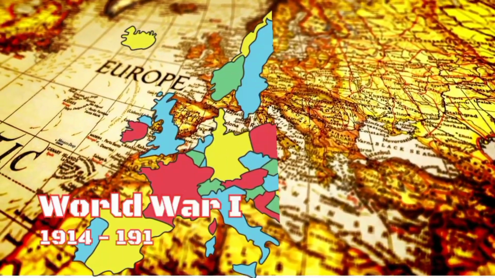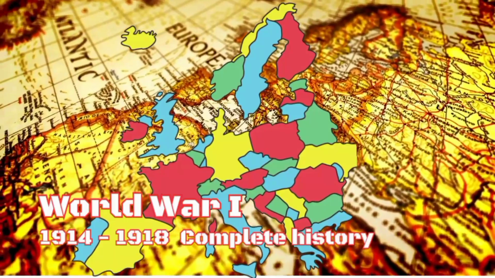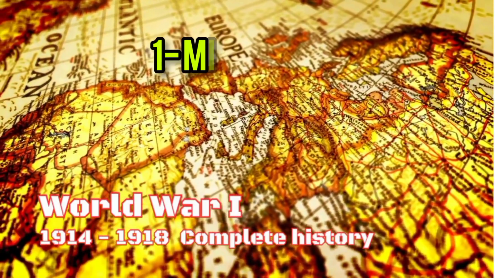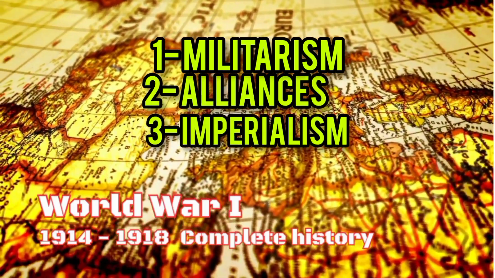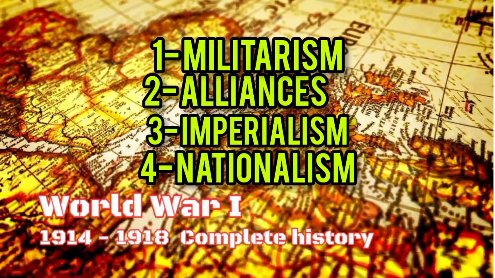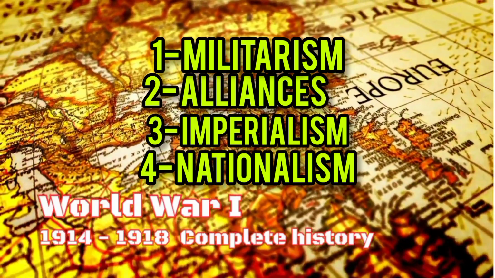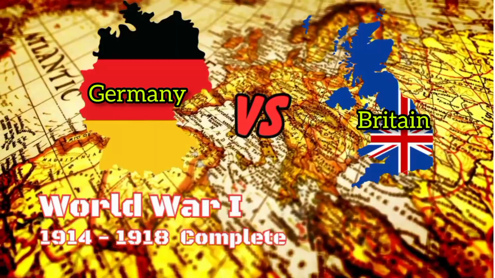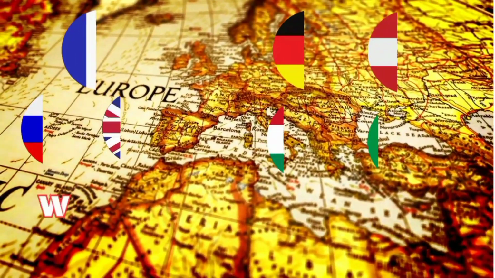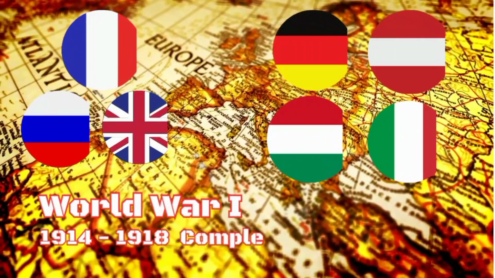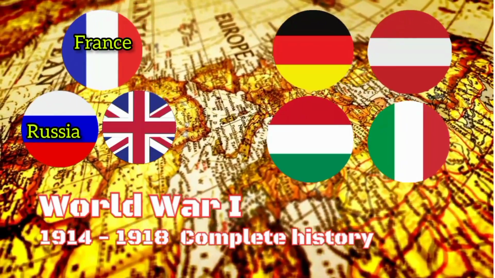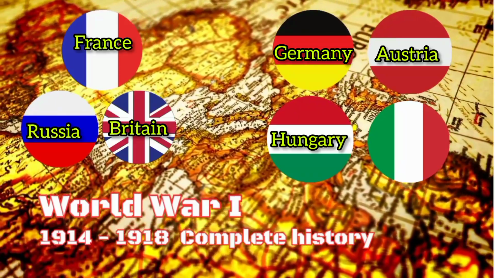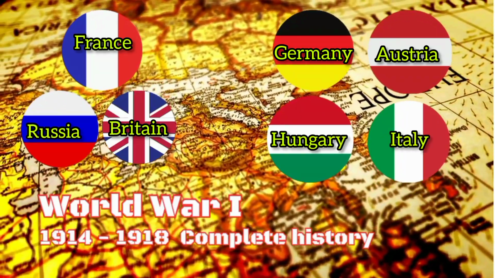The causes of the First World War were rooted in deep-seated tensions that had been growing in Europe for decades. There were four main causes: militarism, alliances, imperialism, and nationalism. Militarism led to an arms race among European powers, particularly between Germany and Britain, as nations built up their military strength. Alliances divided the continent into two rival camps, the Triple Entente, France, Russia, and Britain, and the Triple Alliance, Germany, Austria-Hungary, and Italy, though Italy later switched sides.